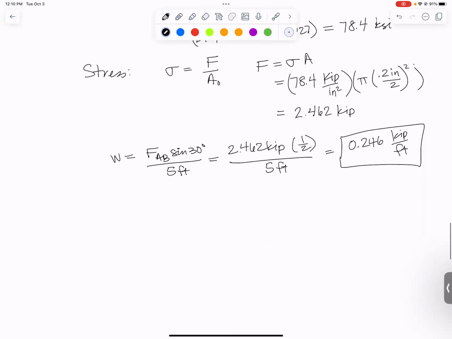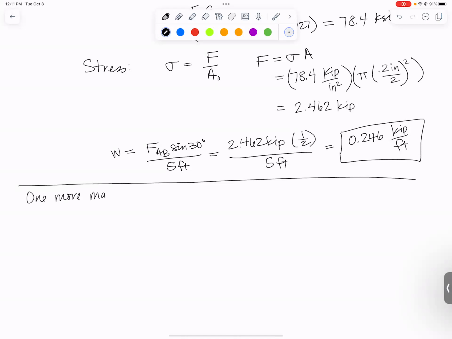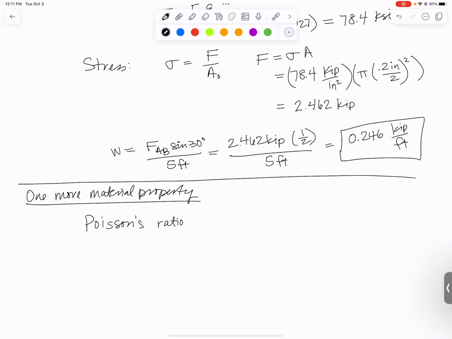We have one more new equation / definition. We'll call it a material property. So we have one more material property for today. It is called Poisson's ratio, or if you like to speak French properly, Poisson's ratio, which is the French word for fish, but this is actually named after a person, not an animal.